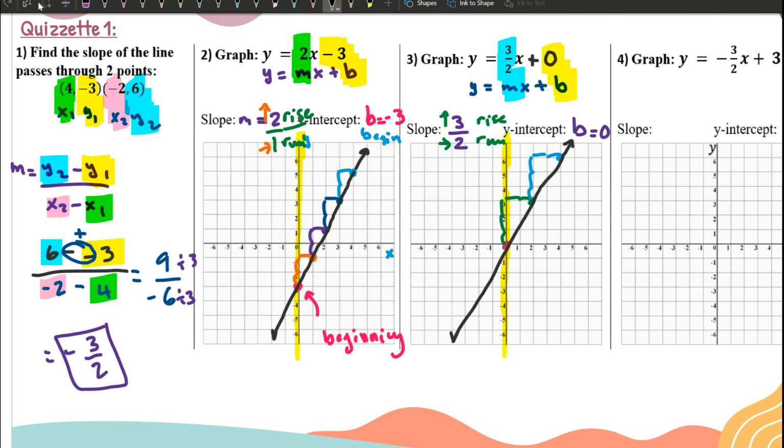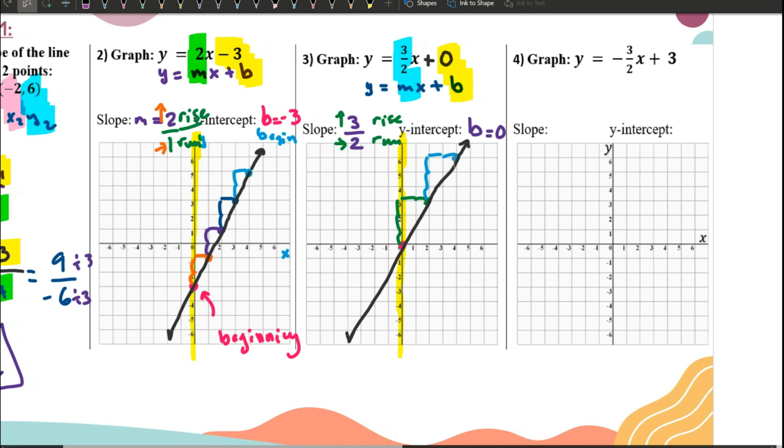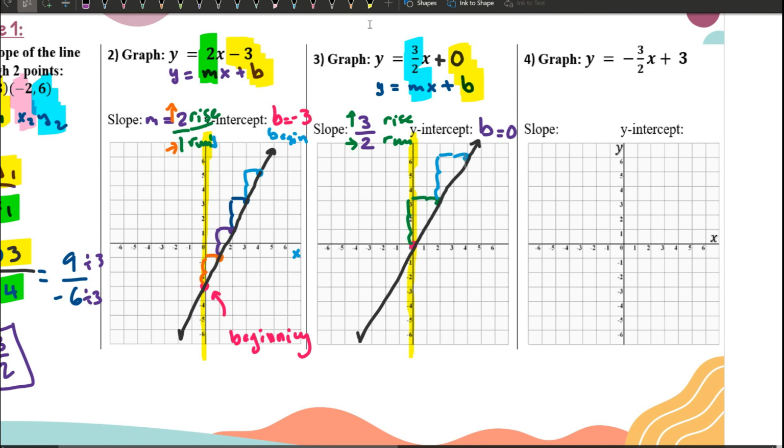Alright, last problem here, number 4. Let's see if I can move my screen to the side really quick. Perfect. Okay, if you want, you can try it out before I tell you the answer. Pause the video, write down y equal to mx plus b. Let's see, can you graph this one by yourself? Okay, y equal to mx plus b.